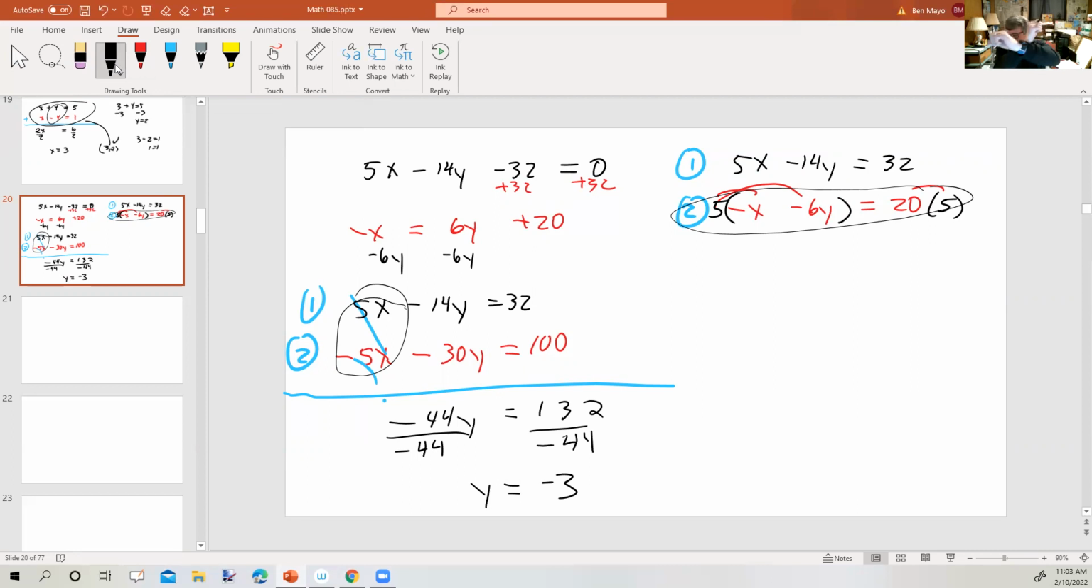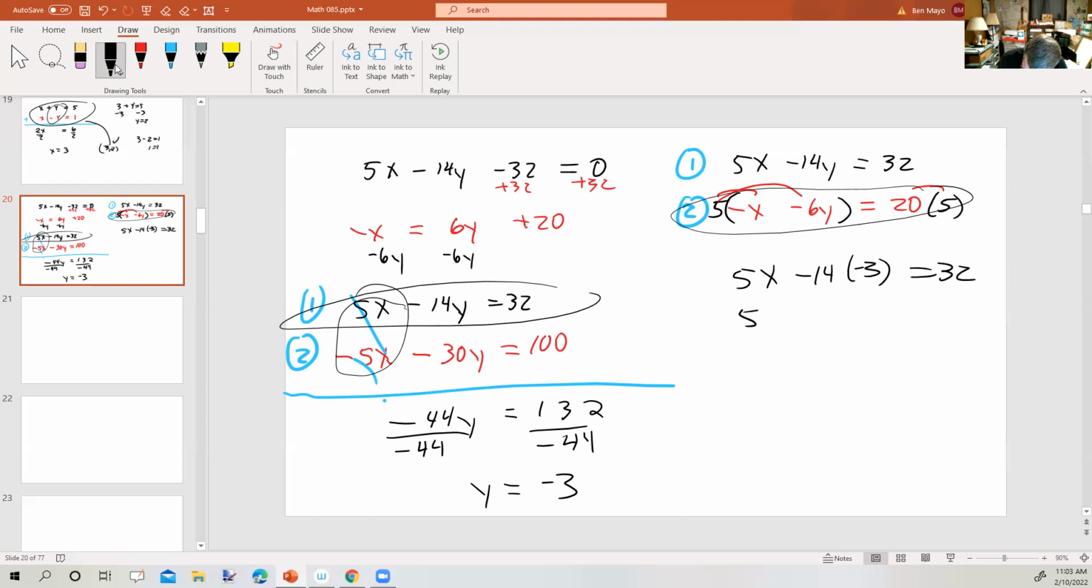That means that once again, we've got a system with one solution. So now I've got to check it in both of my original equations. I'll plug it into equation number 1 right there. So I get 5x minus 14 times negative 3 equals 32. 5x plus 52 equals 32. Subtract 52 from both sides. 5x equals negative 20. Divide by 5, x equals negative 4.